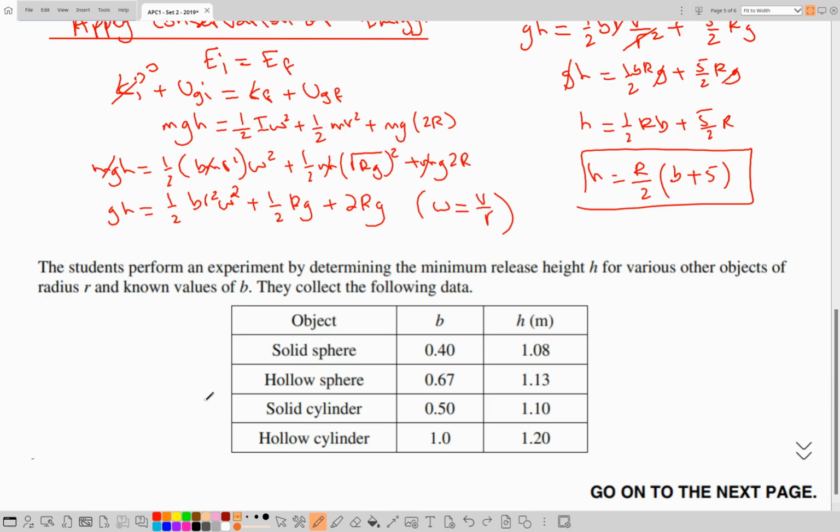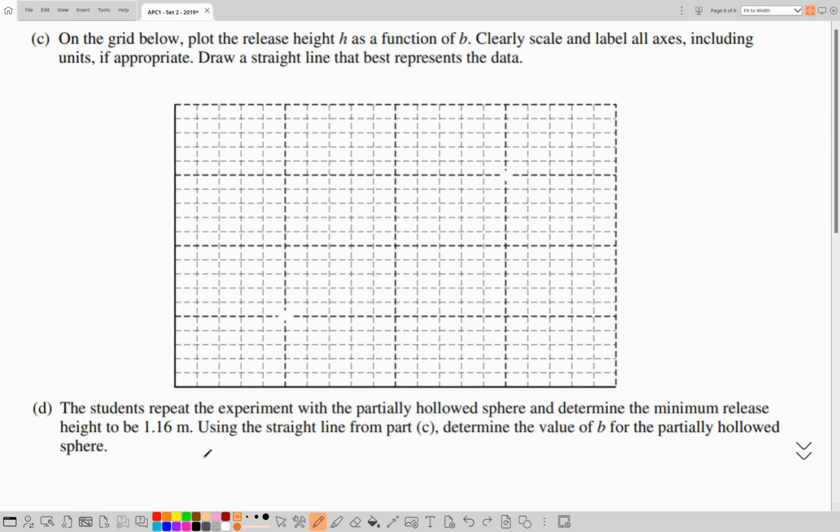The students perform an experiment by determining the minimum release height H for various other objects of radius R and known values of B. They collect the following data. Now these are the data for B, and these are the data for H. So each time they measure B, so for different values of B, we have different values for H. Now on the grid below, plot the release height H as a function of B.